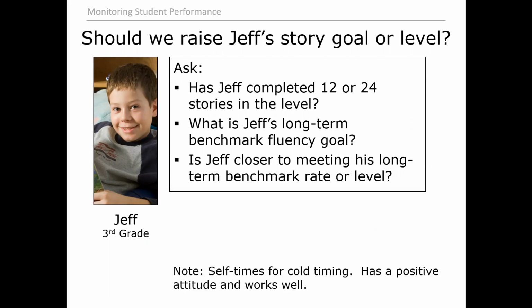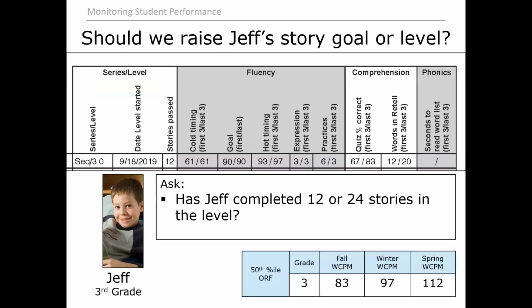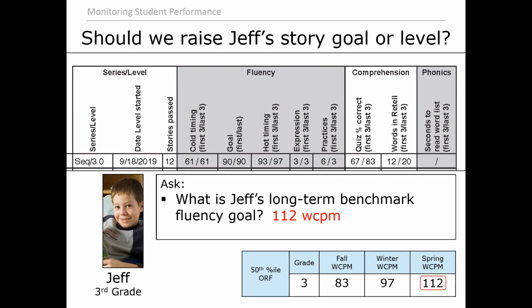So we're going to ask about how many stories he's completed and whether or not he's closer to his long-term fluency goal from a rate standpoint, from a words correct per minute standpoint, or from a level, from a content, from a readability standpoint. So Jeff has completed 12 stories as well. All right, that's listed right on our report. His long-term benchmark fluency goal from a rate standpoint is 112, okay? Remember, that is on that takeaway that's in your handout. It's also listed here on my slide.